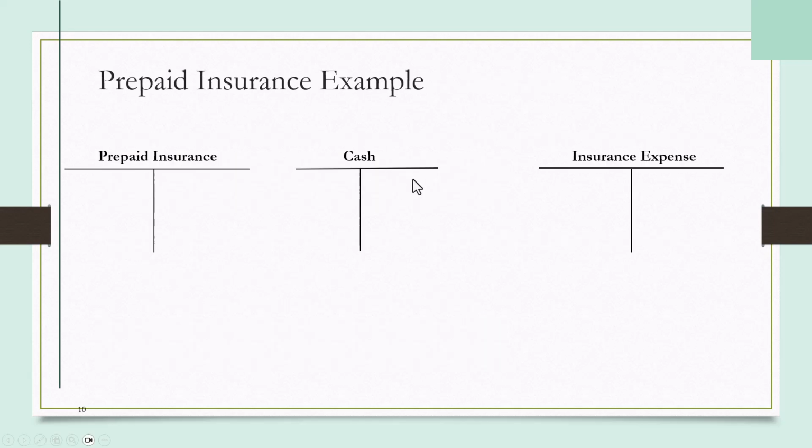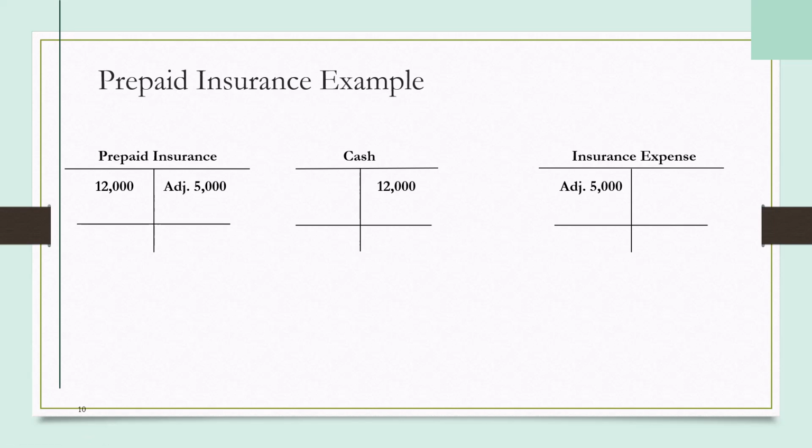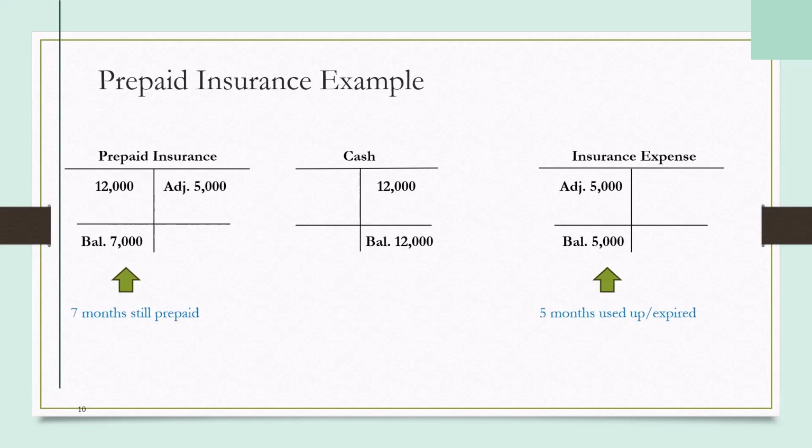Here we have prepaid insurance, cash, and insurance expense. The first entry was a debit to prepaid insurance, credit to cash. And then the adjustment was a credit to prepaid insurance and a debit to insurance expense. And then you would calculate the balances. 12,000 as a debit minus 5,000 as a credit would be a debit balance of $7,000 in prepaid insurance. This represents the 7 months of insurance coverage that's still prepaid. They still have January through July of 2026 prepaid at this point.